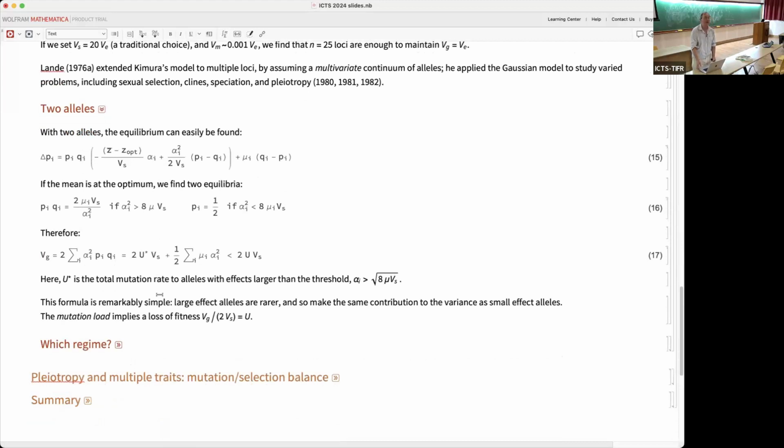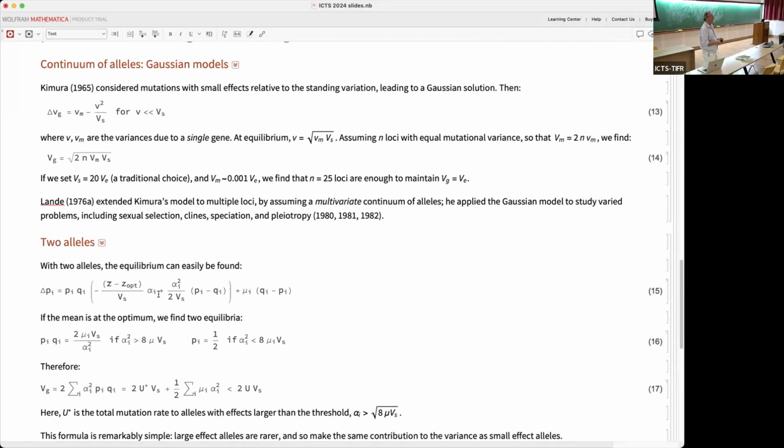Any questions? Yes. Do you want to go back? Yeah. Can you explain again what Kimura contributed? How he got to this square root?